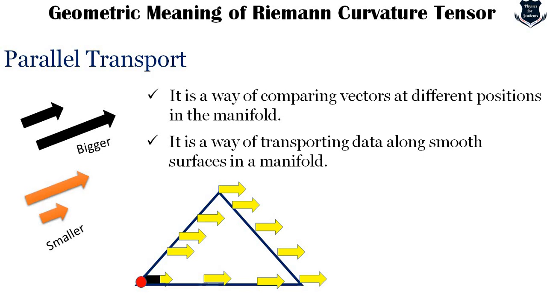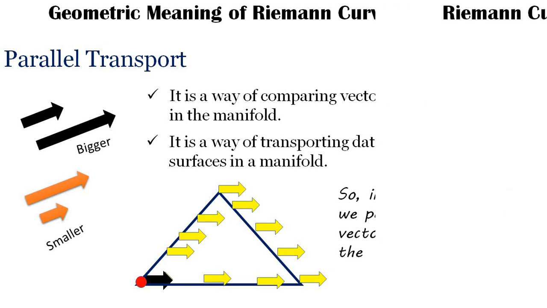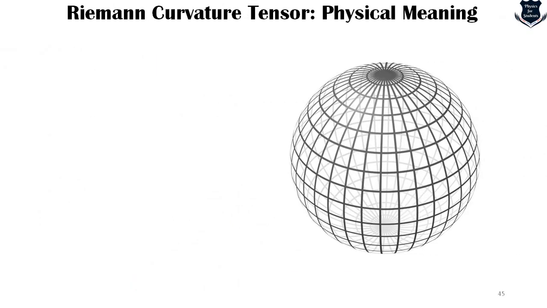which is overlapping with the yellow one, it shows that if we parallelly transport a vector along this closed curve or a closed surface in a flat space, it comes back to the original point. That means there is no curvature. So in a flat space, when we parallelly transport a vector, it actually comes back to the original place. So this is what we call parallel transport, but in a flat space. But it is not always like that.